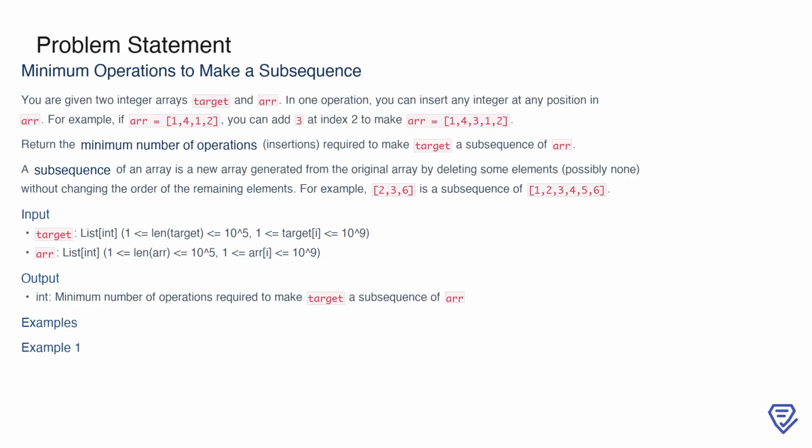A subsequence is simply a sequence derived from an array by deleting some elements without changing the order of the remaining elements. For instance, 2, 3, 6 is a subsequence of 1, 2, 3, 4, 5, 6, because the relative order of 2, 3, and 6 is preserved. The input consists of two arrays, target and ARR, both with constraints on their length and element values. The goal is to return the minimum number of insertions needed to make target a subsequence of ARR.